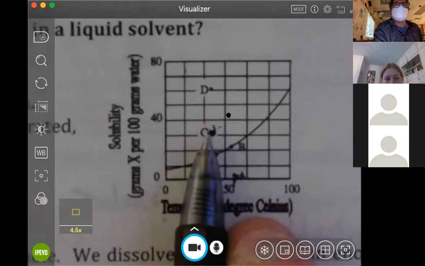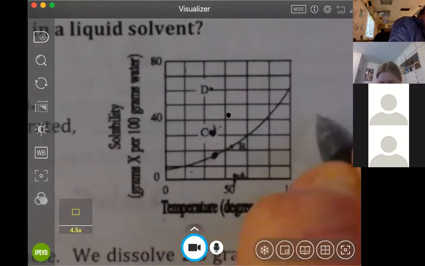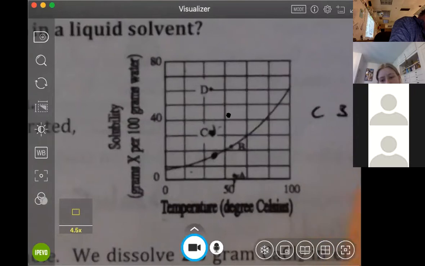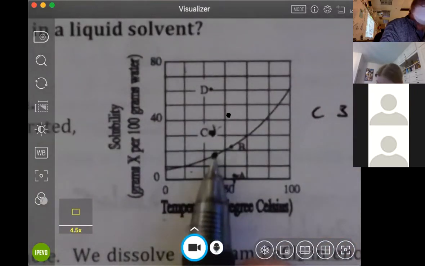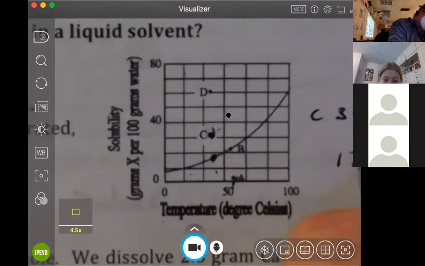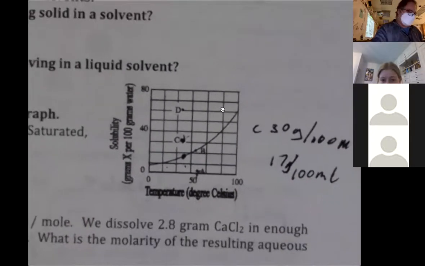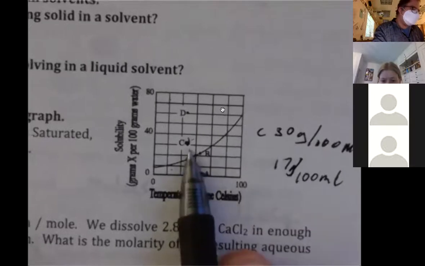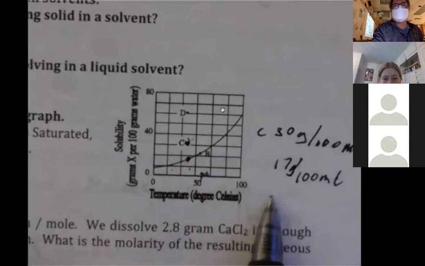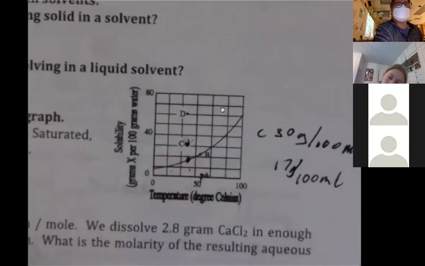These guys are above. C is 30 grams dissolved per 100 milliliters. And on the line here, it is about 17 grams per 100 milliliters. So C has 30 grams per 100 milliliters and the saturation point is 17, right? C has 30, so we have more in C. 30 grams is more than 17 grams. So that's supersaturated, and this is unsaturated.